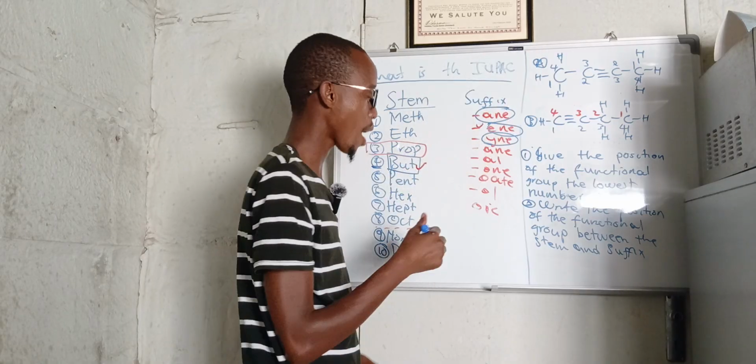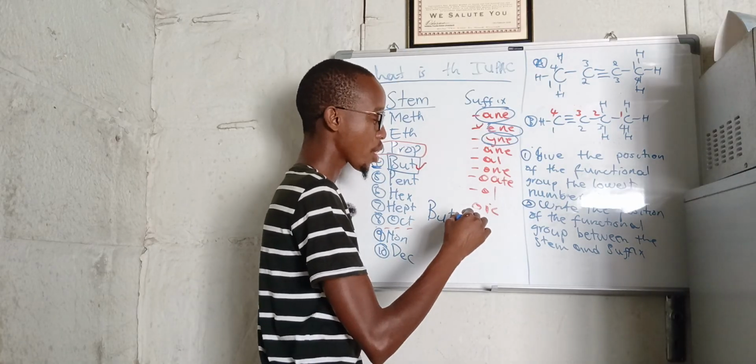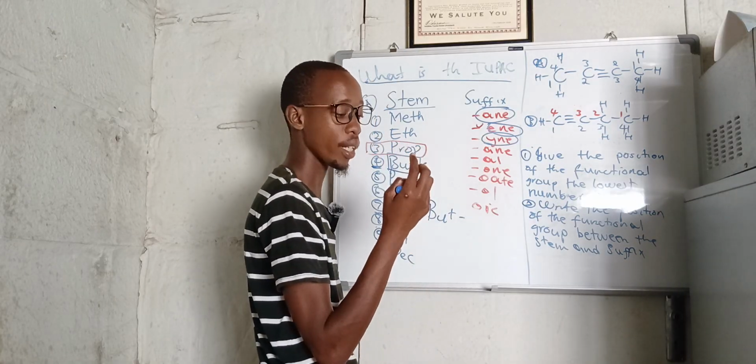Now let's check the name there. We'll start with but- since it has 4 carbons, and then the position of it is between carbon number 2 and carbon number 3.